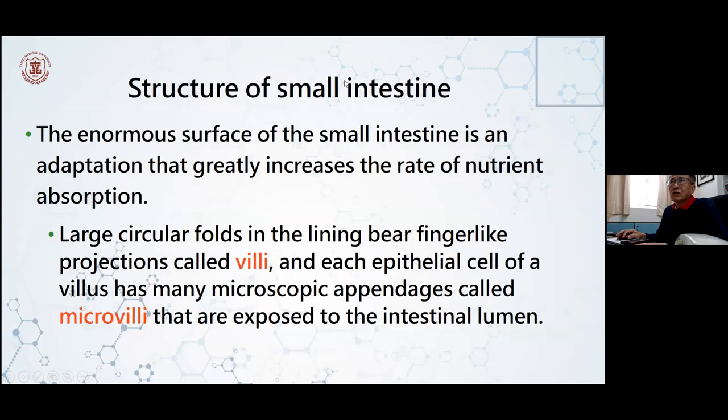And then I want to introduce the structure of the small intestine. The enormous surface of the small intestine is an adaptation that greatly increases the rate of nutrient absorption. As shown in the previous slide, the total area is around 300 square meters, because the major function of the small intestine is to absorb the nutrients into the body. On the surface of the small intestine, there are many, many finger-like projections called the villi. And each villus, using the microscope, you can see that there are many, many small projections called the microvilli. So the large circular folds have finger-like projections called the villi, and each villus has many, many microvilli on the surface.